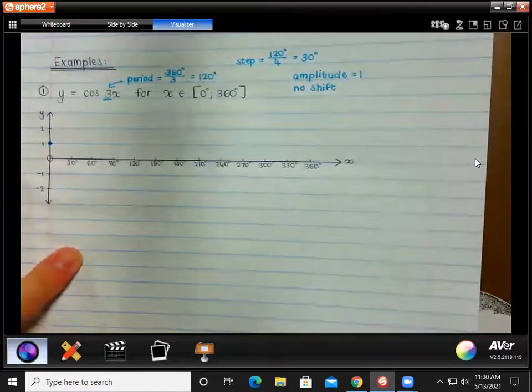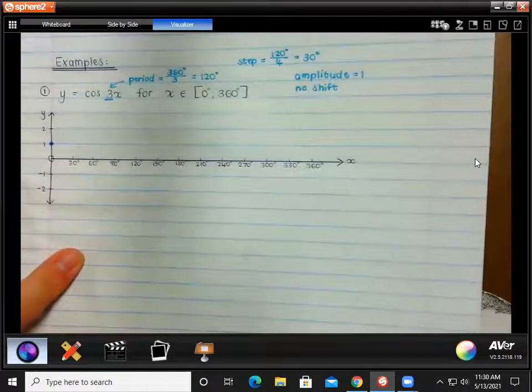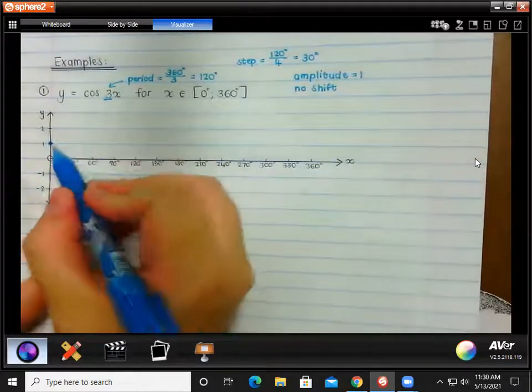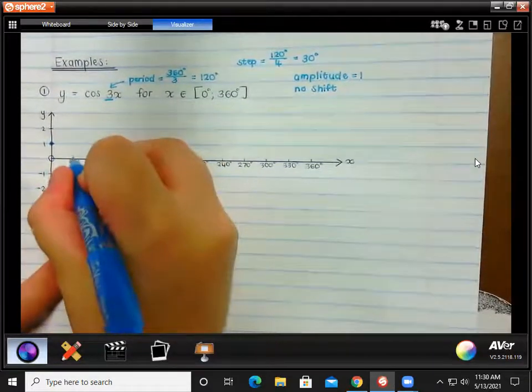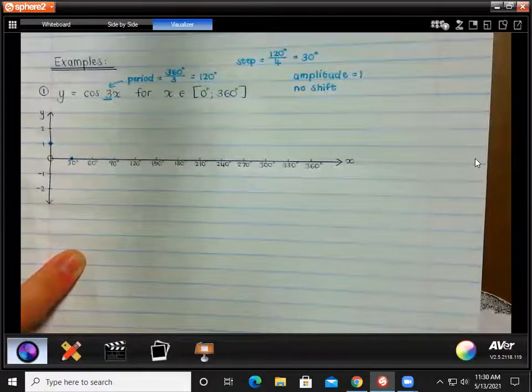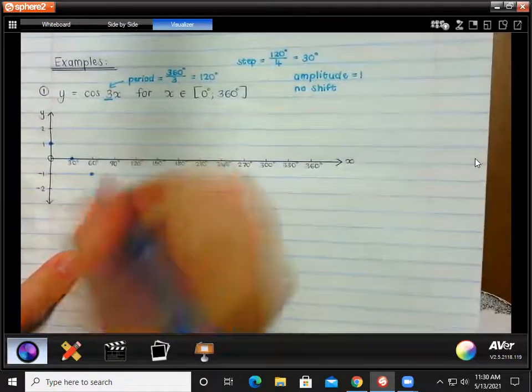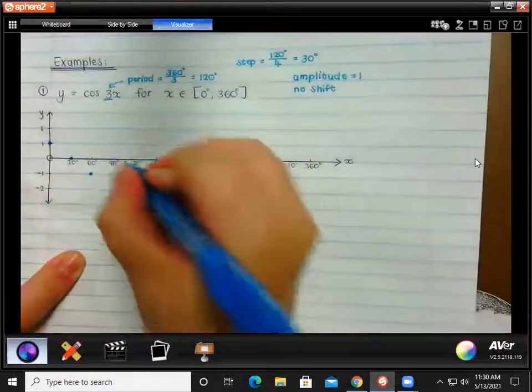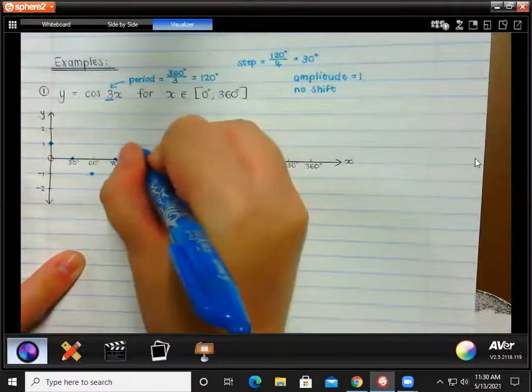I should rather say because the amplitude is 1 and we're not shifting up or down. Okay, starting at 1. Then our next point is at 0. Next point is at -1. Then we go back up to 0 and then back up to 1.